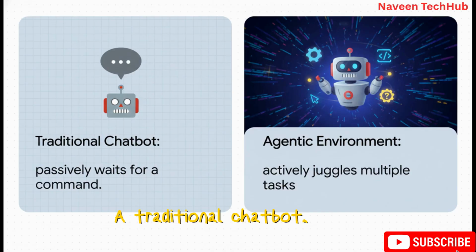A traditional chatbot, it's passive. It just sits there, waiting for you to tell it the next thing to do. But in what we call an agentic environment, Claude is proactive. You just describe the goal, the what, and it gets to work figuring out the how, working through all the steps to get there by itself.